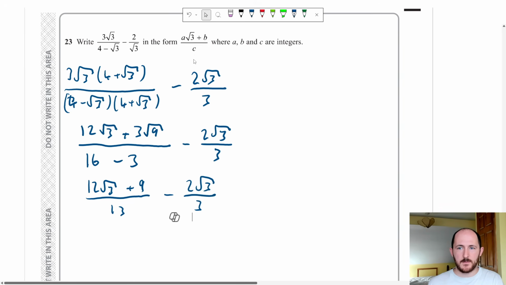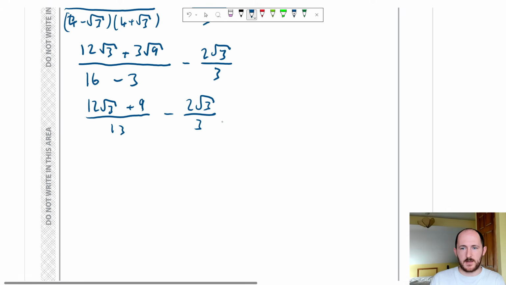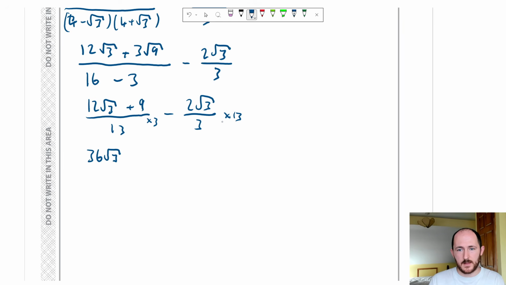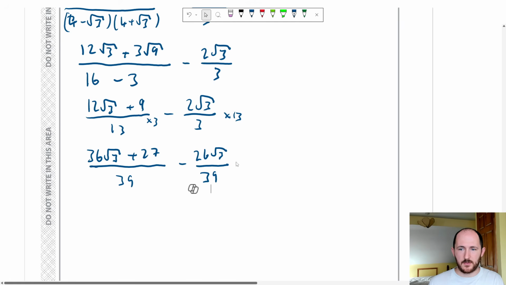Now I need to combine them, so I need to times them by each other. So I'm going to times the first one top and bottom by 3, second one top and bottom by 13. So 3 times 12 root 3 is 36 root 3. 3 times 9 is 27. 13 times 3 is 39. Minus, that would be 26 root 3 over 39. Now I can subtract them. So 36 root 3 minus 26 root 3 is just 13 root 3.